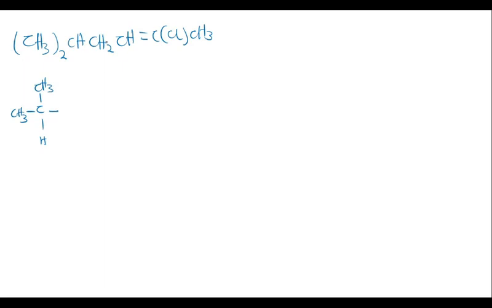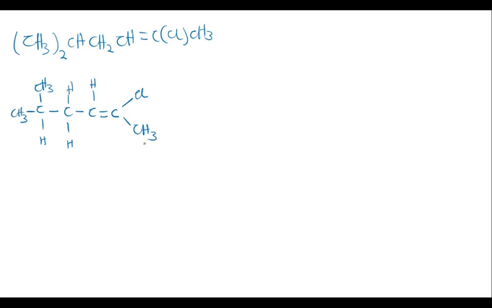Alright, so we have the compound CH3, 2, CH, CH2, CH double bond, C, we have chlorine, then CH3. Alright, so let's expand this. We have this carbon, then we have 2 CH3s attached to it, then we have our hydrogen here, then we have this carbon with 2 hydrogens, then this carbon with just 1 hydrogen, and then a double bond to a carbon with what? Chlorine, and then CH3.